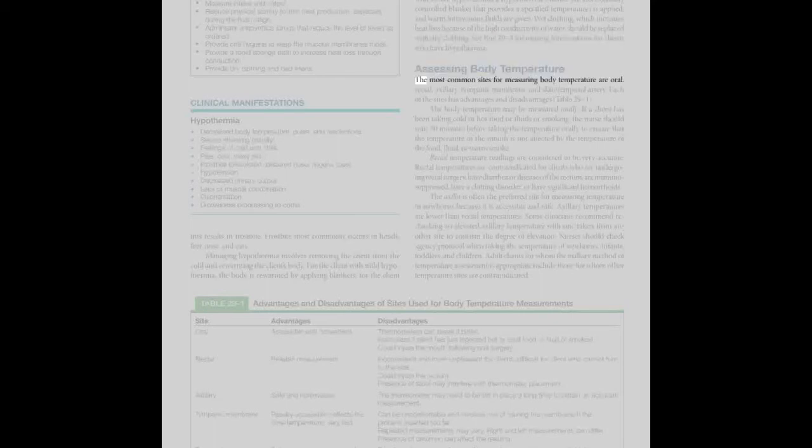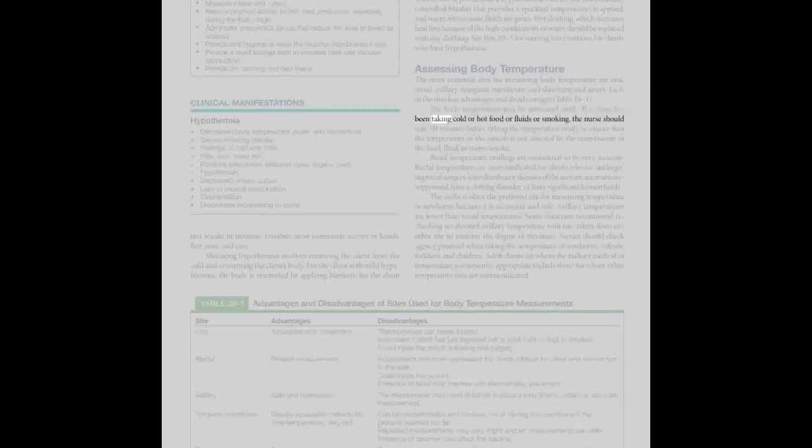Assessing body temperature. The most common sites for measuring body temperature are oral, rectal, axillary, tympanic membrane, and skin/temporal artery. Each of the sites has advantages and disadvantages, Table 29-1. The body temperature may be measured orally.